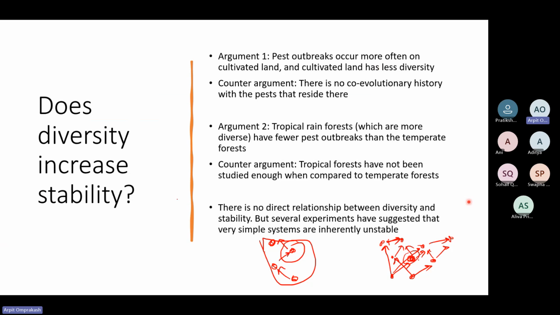One argument in favor of that is that pest outbreaks occur more often on cultivated land, and cultivated land has less diversity. The counter argument is that there is no coevolutionary history with the pests that reside there. Similarly, if you say that tropical rainforests have fewer pest outbreaks than temperate forests, the counter argument is that tropical forests have not been studied enough. So no one has really proved a direct relationship between diversity and stability. But several experiments have suggested that very simple systems are inherently unstable, so there needs to be slightly more biodiversity for it to be stable.